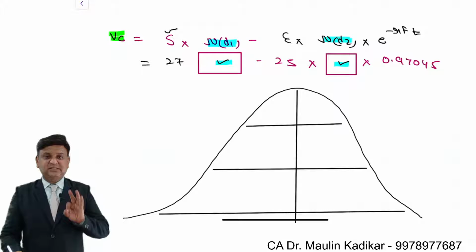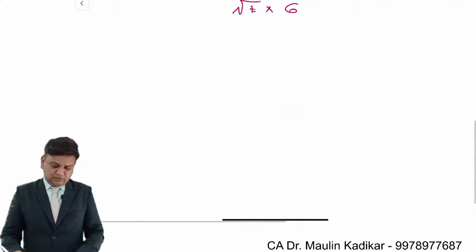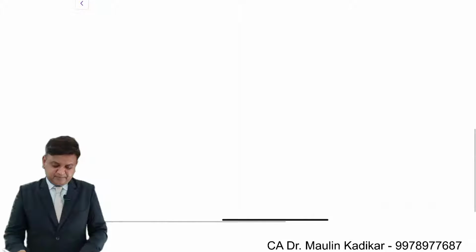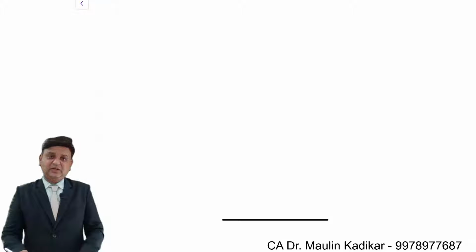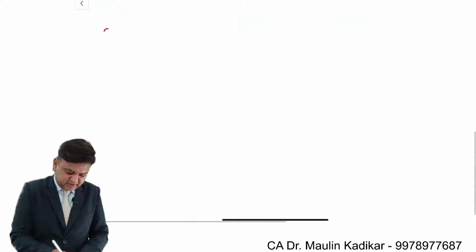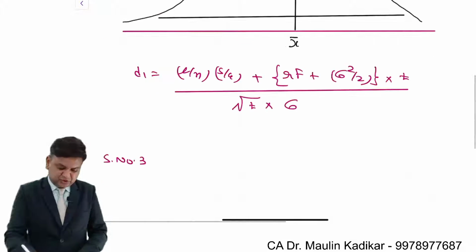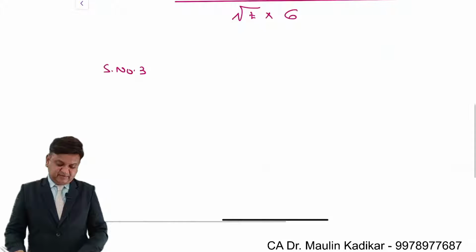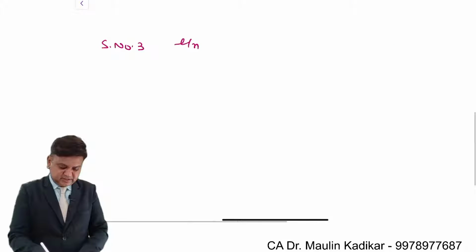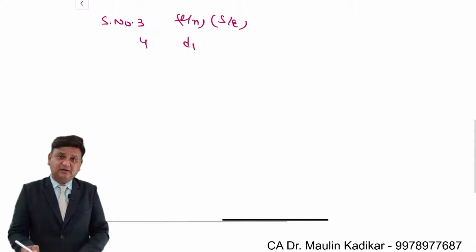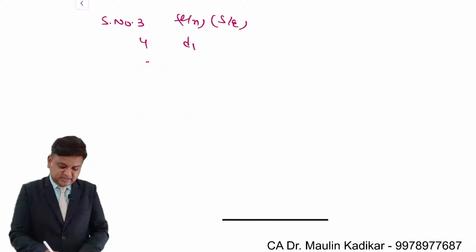We already have reached step number 2, in which we have understood that we are required to find the discounting factor, that is e raised to negative RF into T. Now step number 3, in that we'll make the calculation of ln S divided by E, that is natural logarithm S divided by E value. That is what we are going to have. So that is step number 3. Then step number 4 will be calculation of D1. Step number 5 will be ND1.